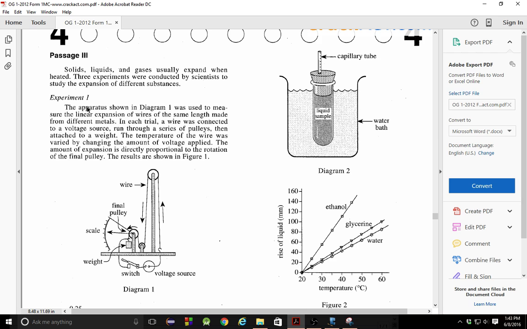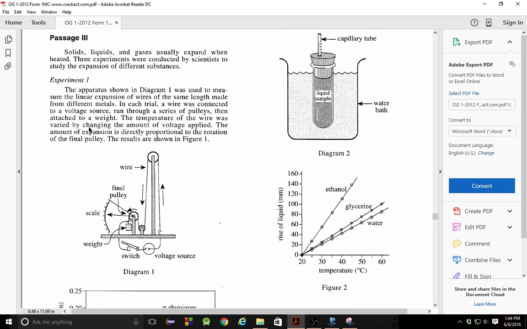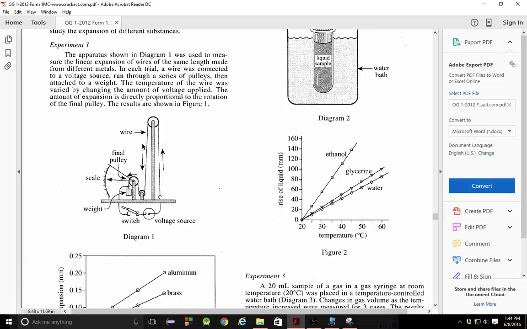Experiment 1. The apparatus shown in diagram 1 was used to measure the linear expansion of wires of the same length made from different metals. In each trial, a wire was connected to a voltage source, run through a series of pulleys, then attached to a weight. The temperature of the wire was varied by changing the amount of voltage applied. The amount of expansion is directly proportional to the rotation of the final pulley. The results are shown in Figure 1.